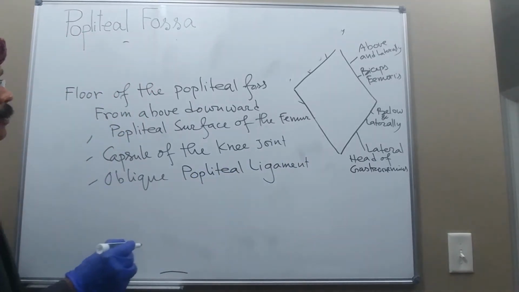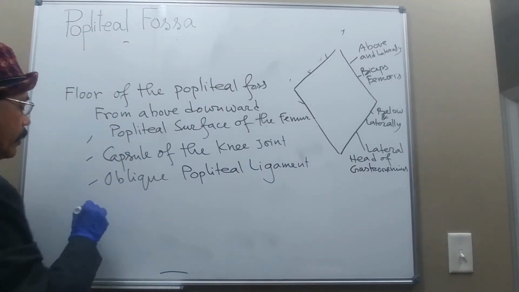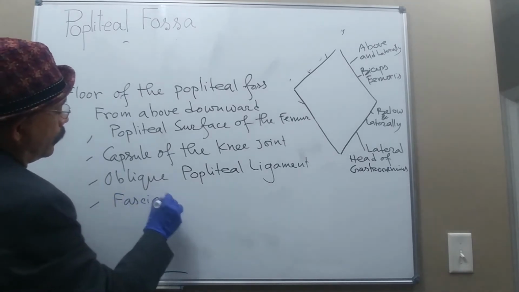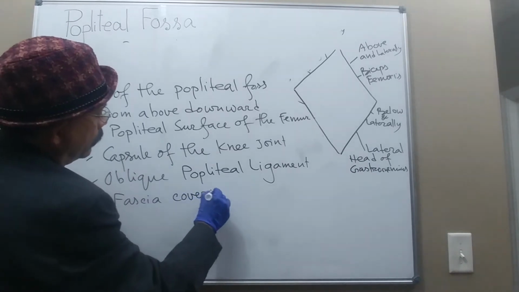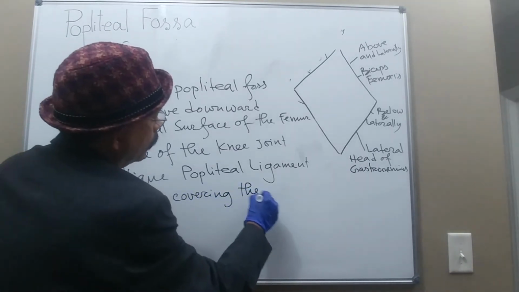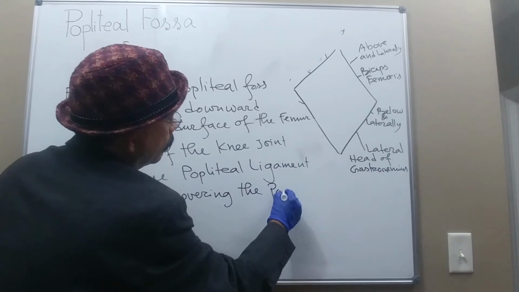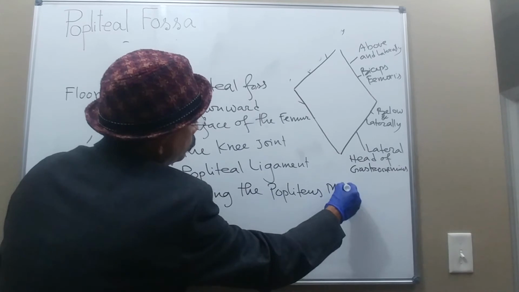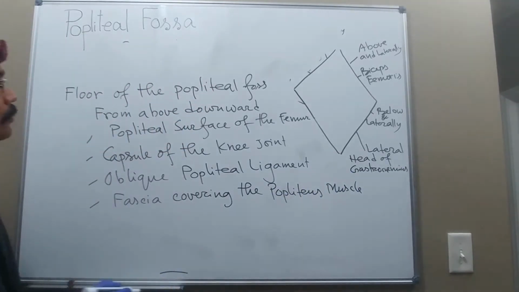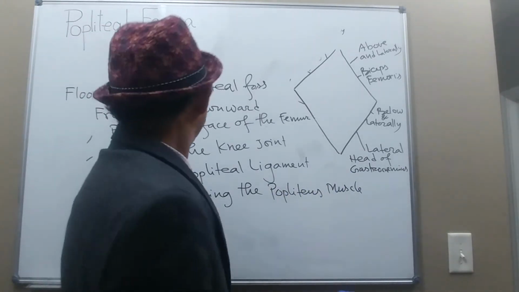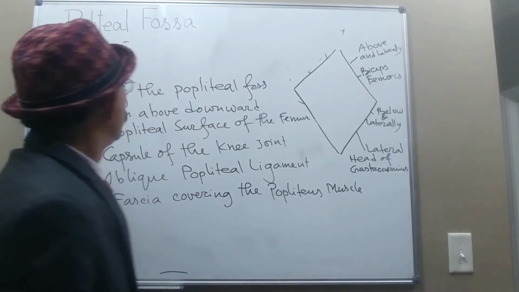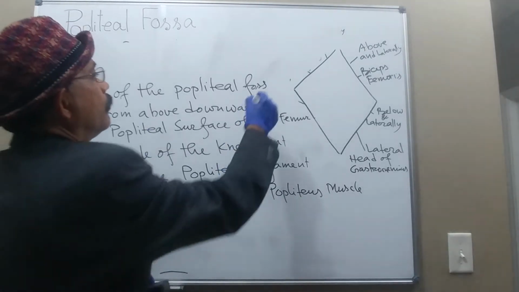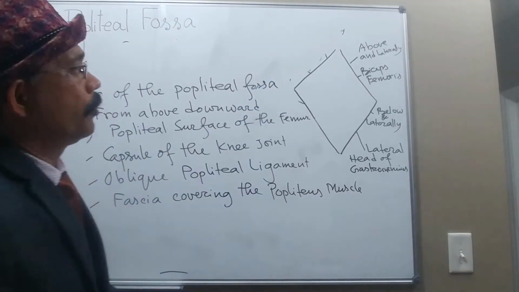Oblique popliteal ligament. Then the fascia covering the popliteus muscle. So we got the floor of the popliteal fossa.